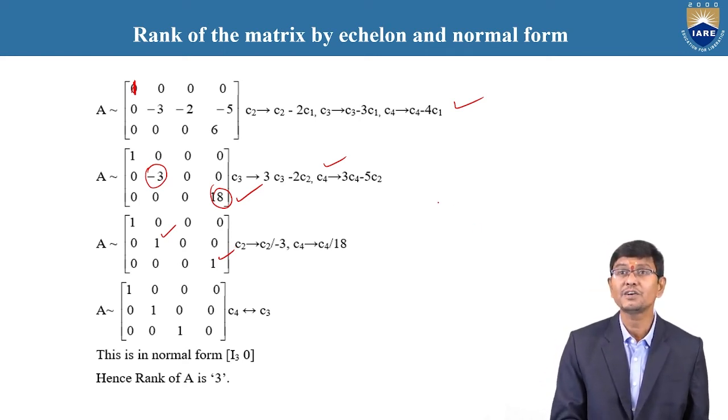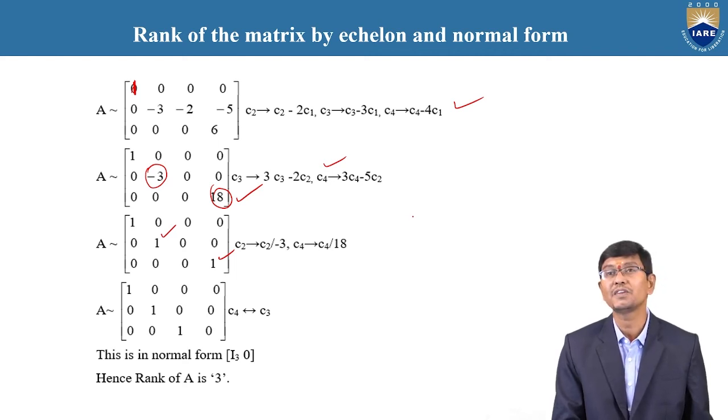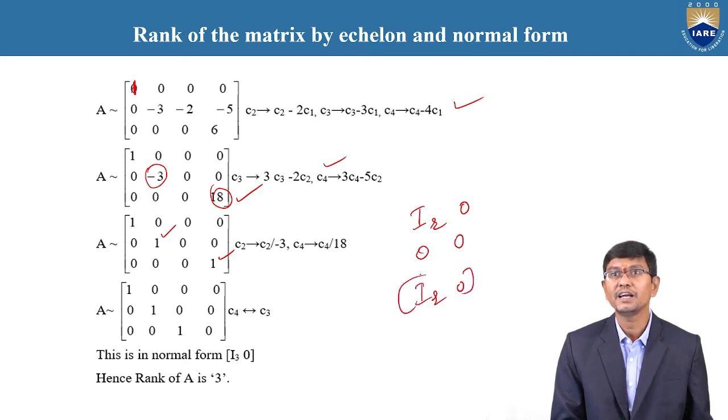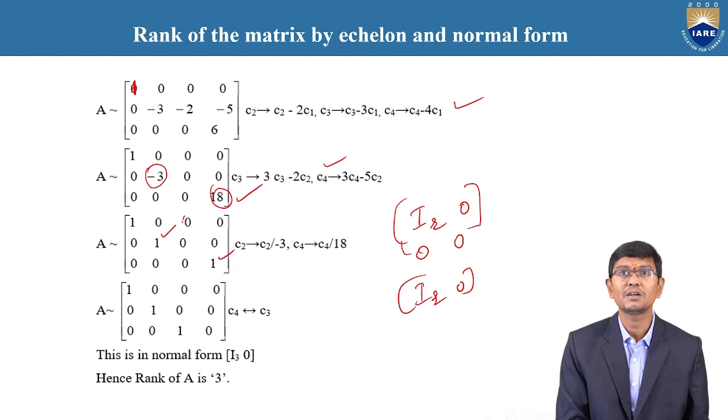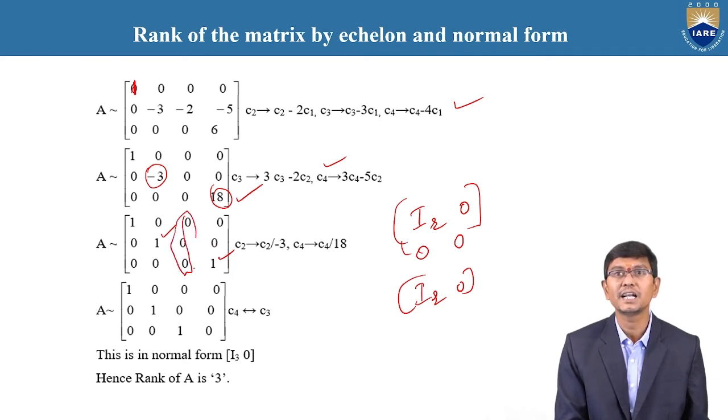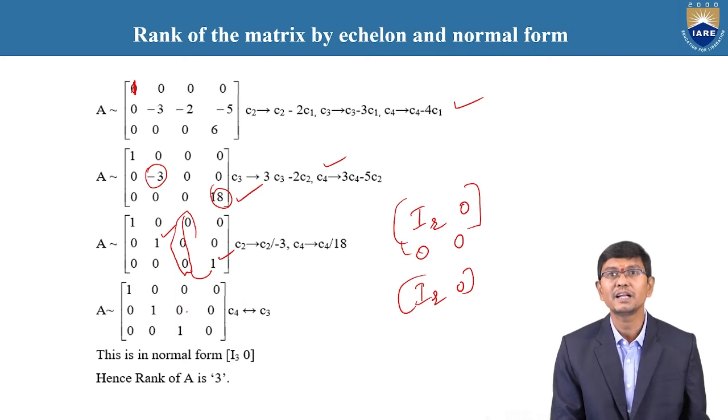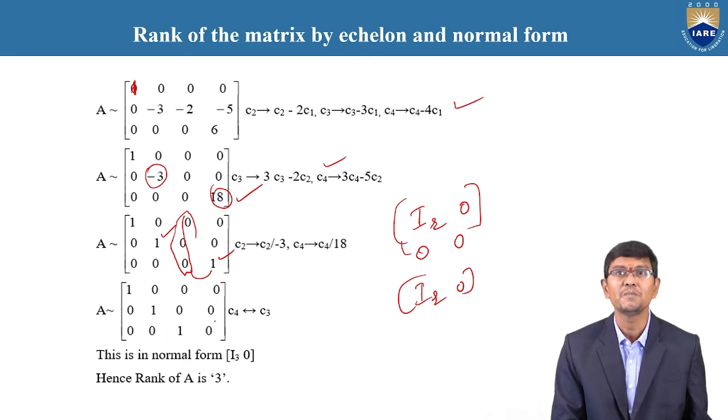Because in comparison with the standard normal form, we require either the form IR 0 0 or IR and 0. But here it is not suitable, because zeros are available in the middle of the third row and column. Therefore, after interchanging C3 and C4, the given matrix is reduced to 1 0 0, 0 1 0 and 0 0 1, and the last column is changed to 0 0 0.